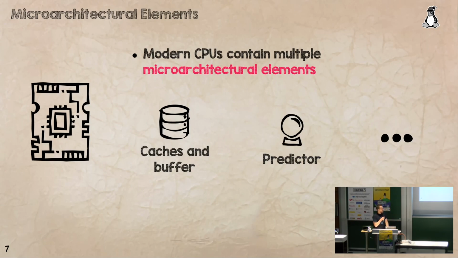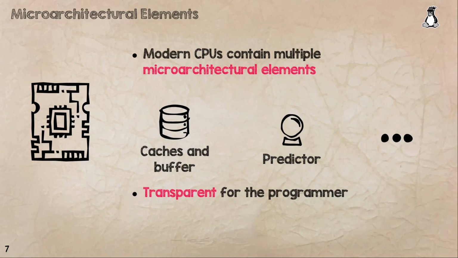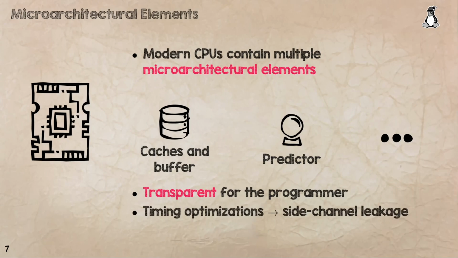But this is good, right? Get to the point. What is your point? Yes, this is really good, because they are transparent for the programmer. So you just write the code once, let it run, and on some machines it's faster than on others. But the big issue is these optimizations that you have, they introduce a side channel leakage, which we can exploit. Really?